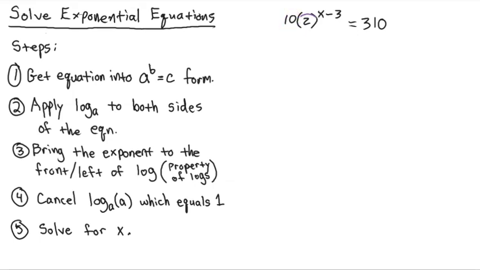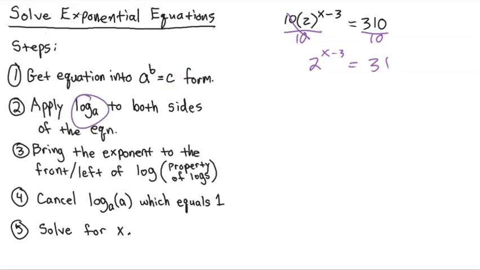Well, this 10 is being multiplied by the 2 to the power of, so be careful, this whole thing is one thing, and exponents come before multiplication. So we cannot multiply the 10 times the 2. We actually have to get rid of the 10. But since it's being multiplied, we can divide by 10, and over here we can divide by 10. And so that cancels the 10, and now we have 2 to the power of x minus 3 equals, well, 310 divided by 10 is 31. There we go. And now we're in the correct form.